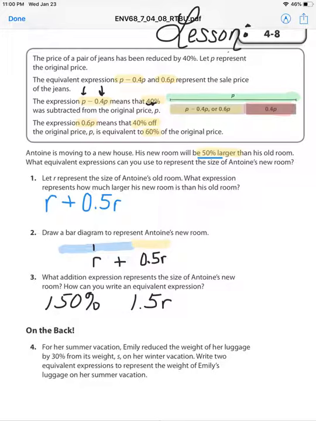Also, you can look at the previous example up here. Notice that R plus 0.5R. There is 1R right here. You could put a 1 here. What is 1R plus 0.5R? It's 1.5R. So you can also combine like terms in the previous expression to get this.